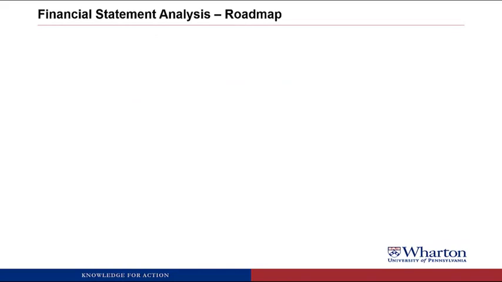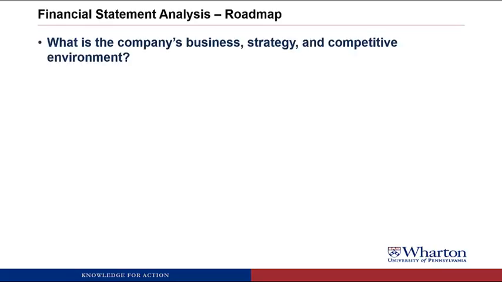I'm going to follow a roadmap, sort of a systematic set of questions that we're going to try to answer from the financial statements. So the first one is, what's the company's business, their strategy, and their competitive environment? So the numbers won't make any sense unless we know first what the company's doing, what the company is trying to do, what its strategy is, and what competitive environment it faces in terms of challenges from competitors in different parts of its business.